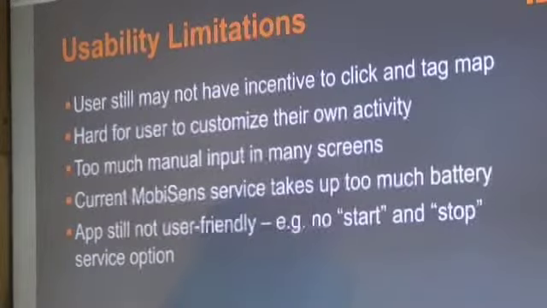So some of the usability limitations that we found, that we believe should be considered moving forward, are that the user still may not have an incentive to click and tag a map. If there's no direct incentive for the user to click something and get something, if they don't see that the system is improving and learning, why should I go in and click the thing? But the most important thing at the same time is you need the user to click on it in order to get the back end to improve. So that's something that needs more usability expert suggestions.